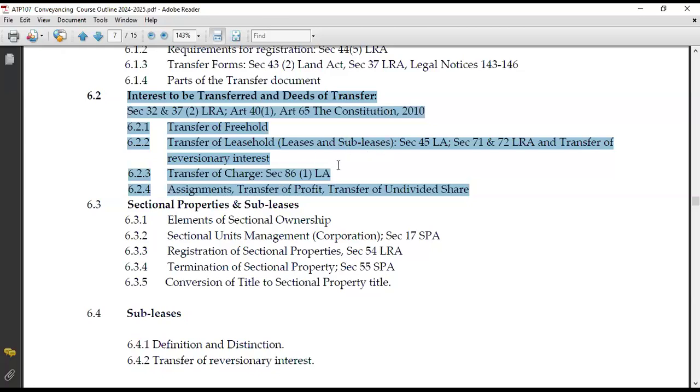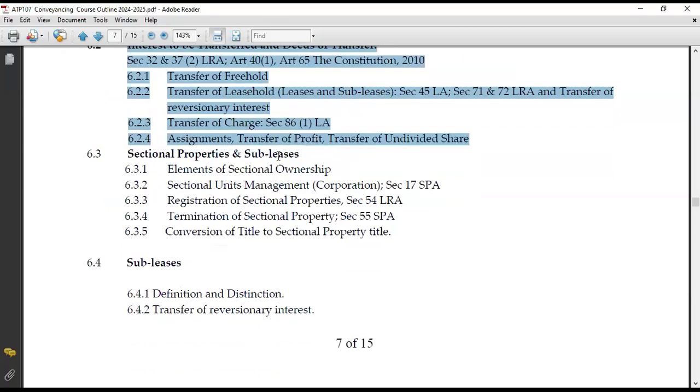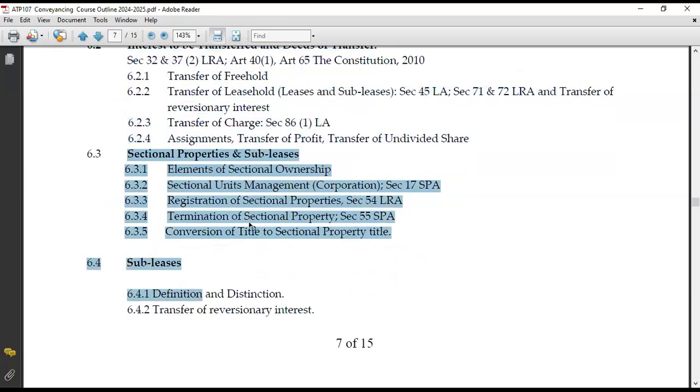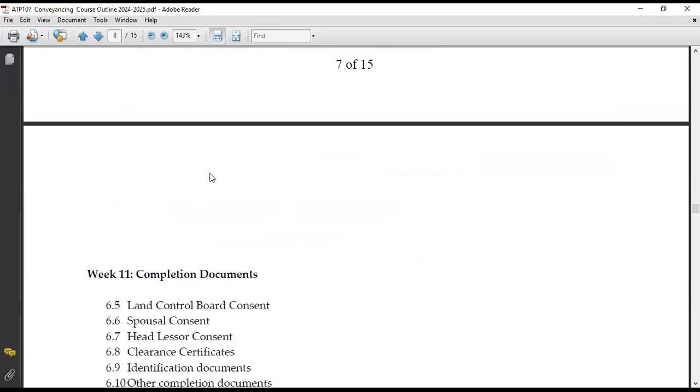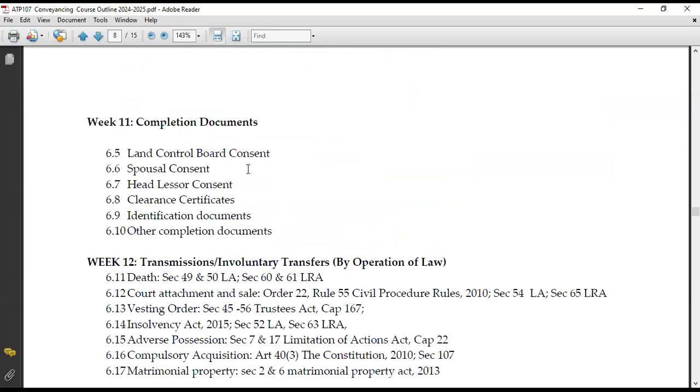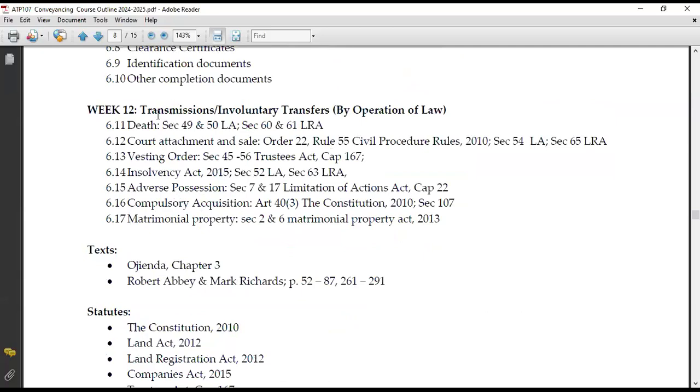Sectional property and subleases. Sectional property questions usually come, and of course it can come as a repeated question. Sublease has been tested. Completion document, very common question. Transmission, what is called involuntary transfer. We dealt with the death of the proprietor, a common question.